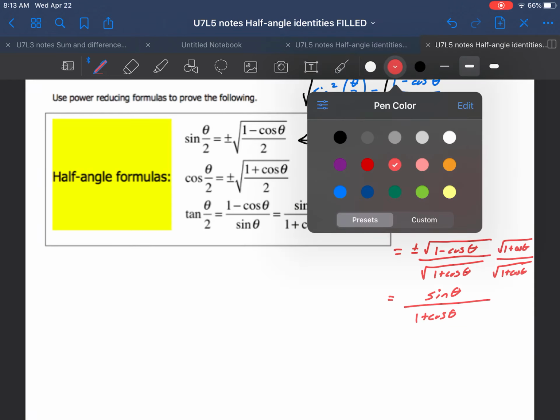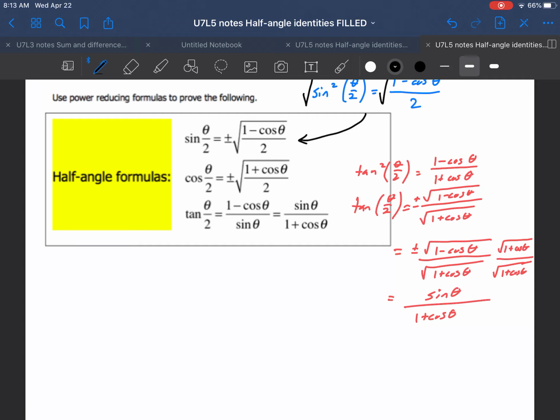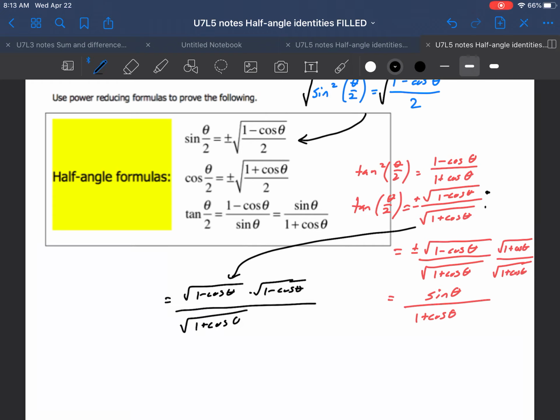If you do the opposite, let's do maybe another color now. Let's take this, but now we'll multiply the top and the bottom by the top. All right, so this could equal also the square root of 1 minus cos theta times itself over 1 plus cos theta times that same thing. Right? So we're multiplying by this because it's a form of 1.